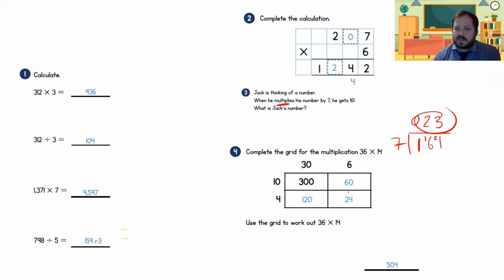Then we've got the grid method here, and we just times them out. So we've got 10 times 30 is 300, 10 times 6 is 60, 4 times 30 is 120, and 4 times 6 is 24. Then we add them all together to get 504.